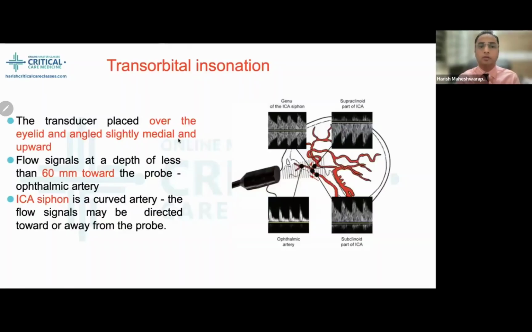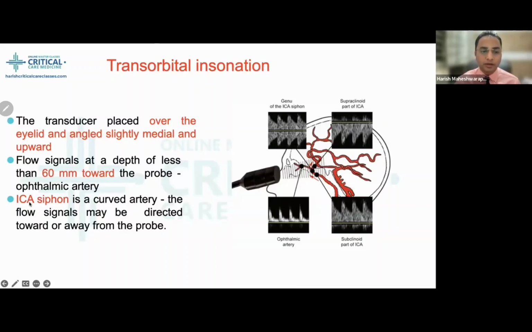Then move on to transorbital insonation. The transducer is placed over the eyelid and angled slightly medial and upward. So this is how we are going to do it. The probe is medial and a little bit upward in the transorbital window. Flow signals at a depth of less than 60 millimeter towards the probe are the ophthalmic artery.